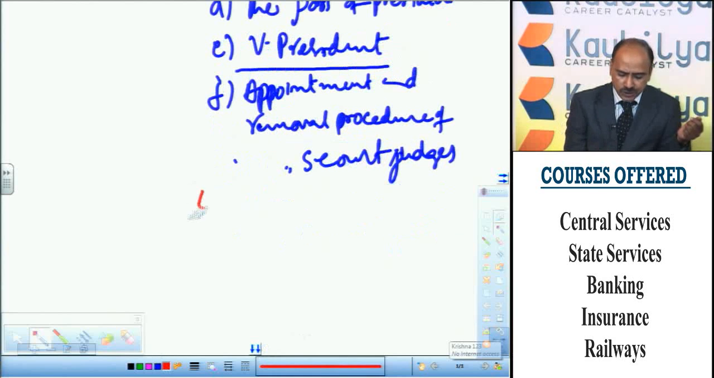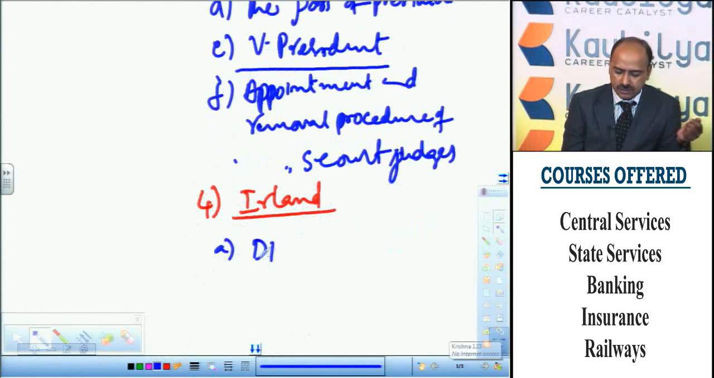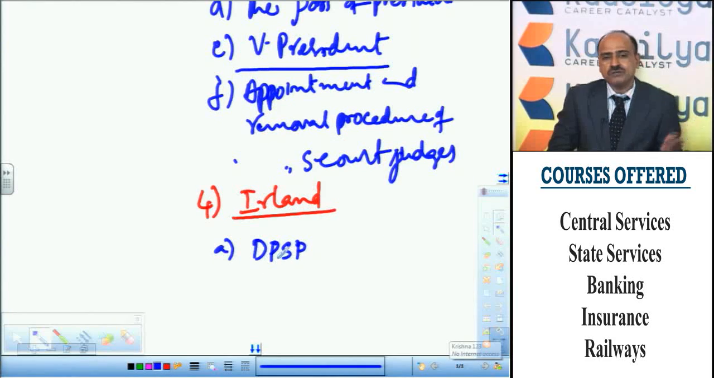Next, the fourth one is Ireland. The first concept we borrowed from Ireland is DPSP, Directive Principles of State Policy. The main aim of the Directive Principles of State Policy is to establish a welfare state.